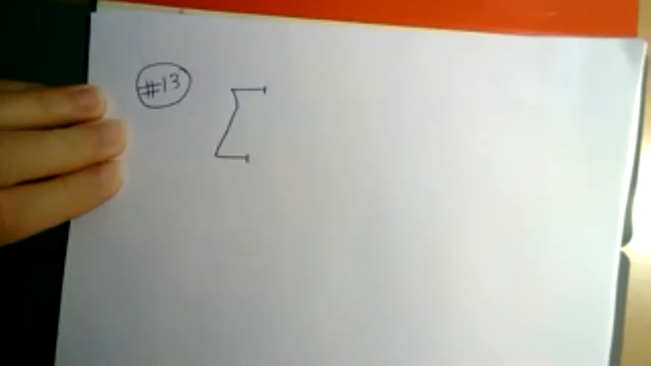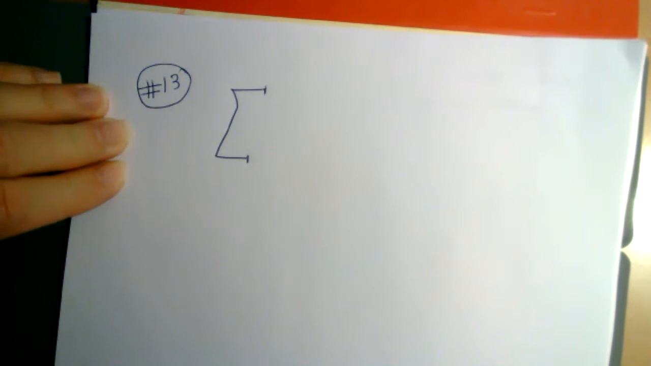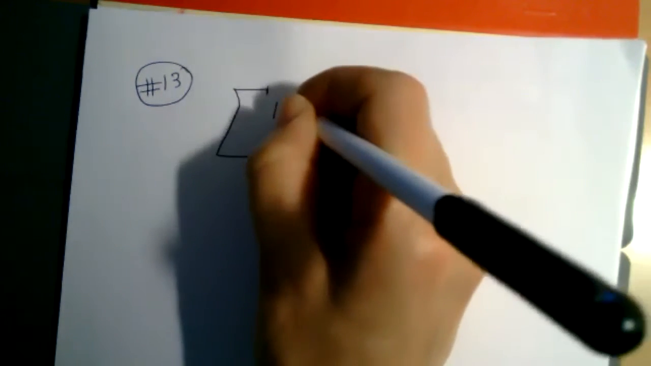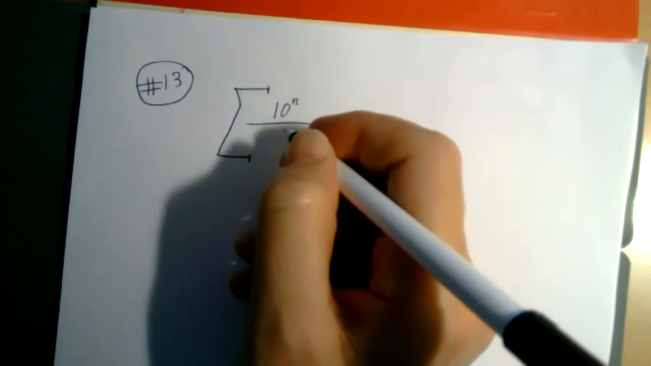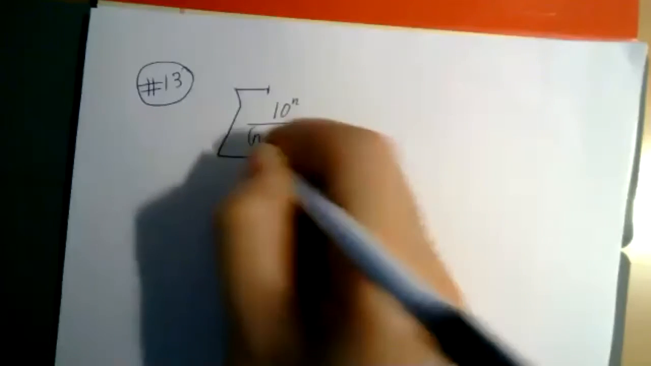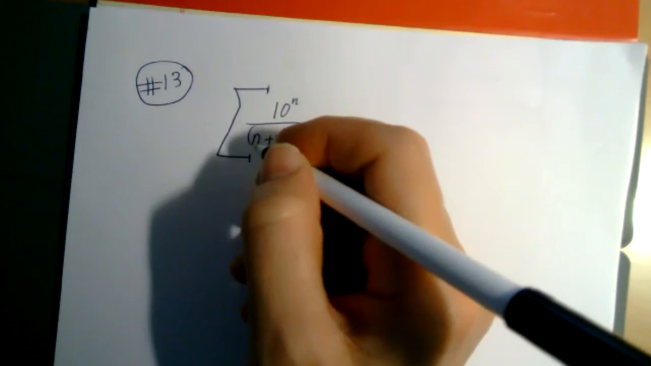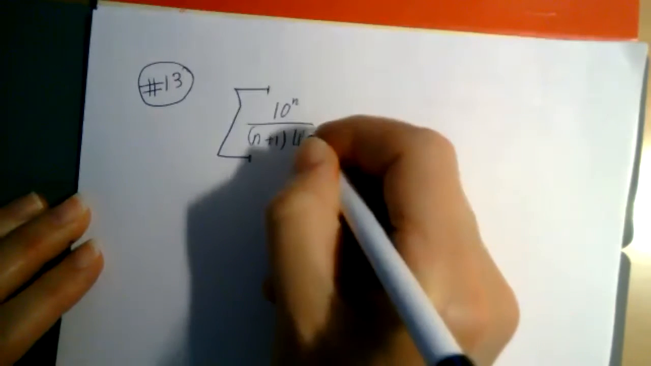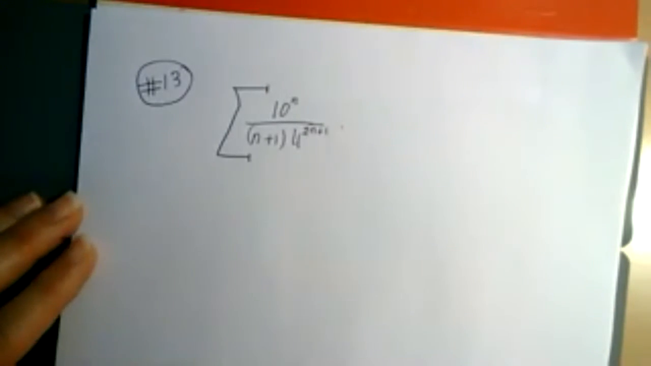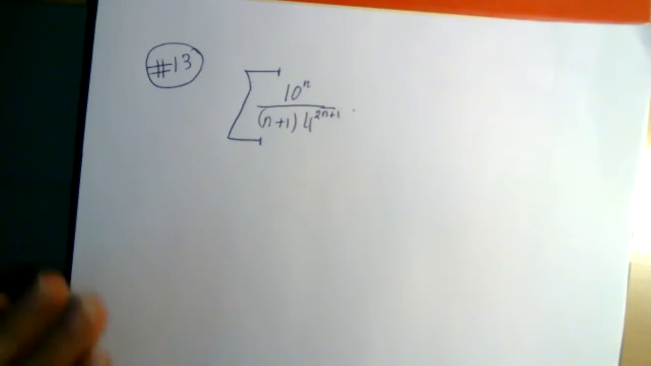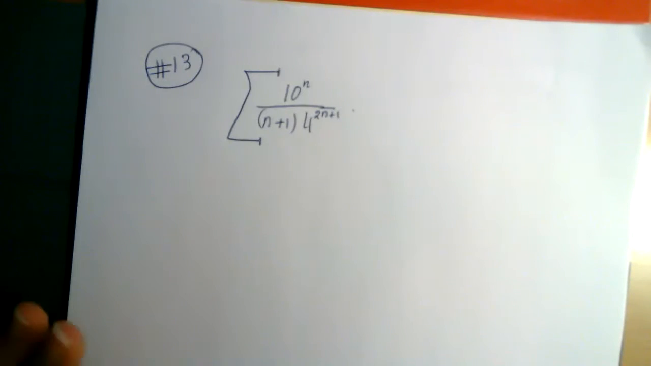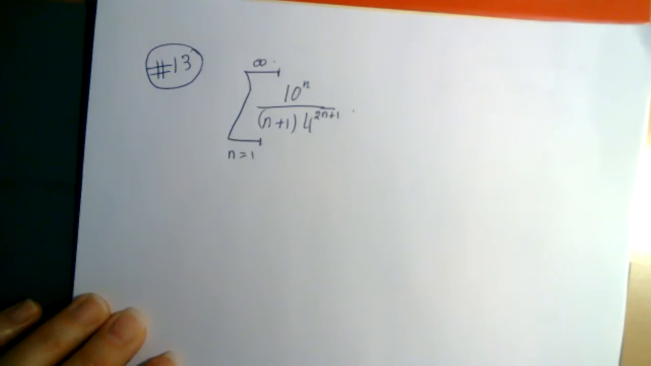So number 13, we have the following series. The sum of 10 to the n over n plus 1 times 4 to the 2n plus 1. All right, so 10 to the n over the quantity n plus 1, 4 to the 2n plus 1, and my n is from 1 all the way to infinity. And you are going to use the ratio test.